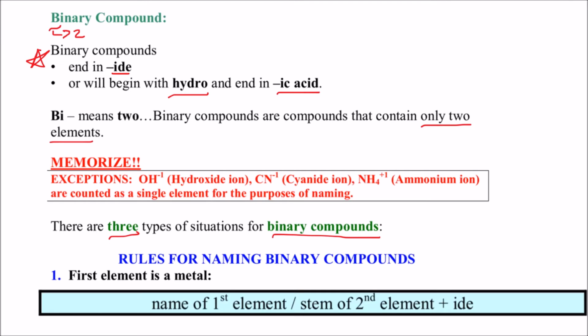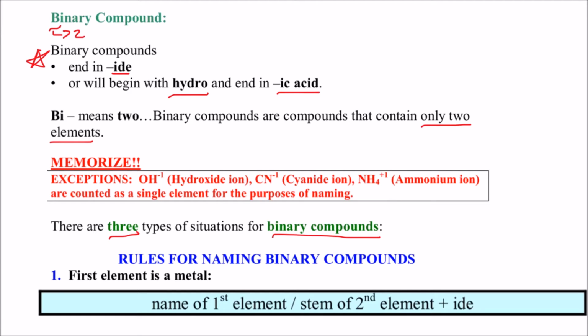Every single time that I tell you a rule, there's going to be an exception to that rule. And so that's just going to give us a lot of memory work that we're going to have to be willing to do. The first thing that I'm going to have you memorize is what's in this box right here. These are exceptions to the binary rule. I told you that binary compounds will only contain 2 elements. These are exceptions to that.